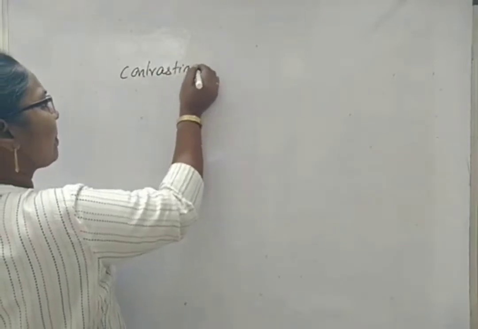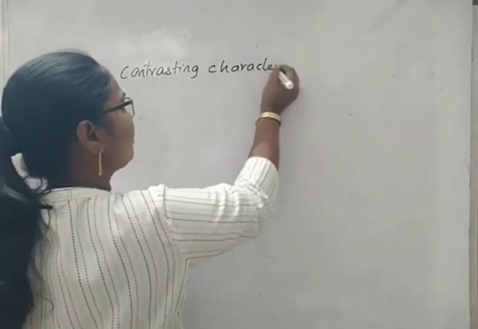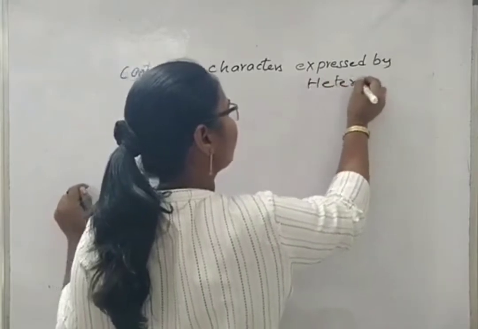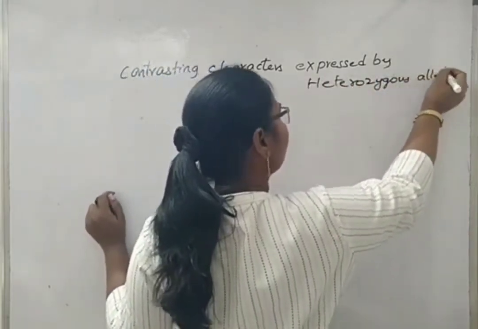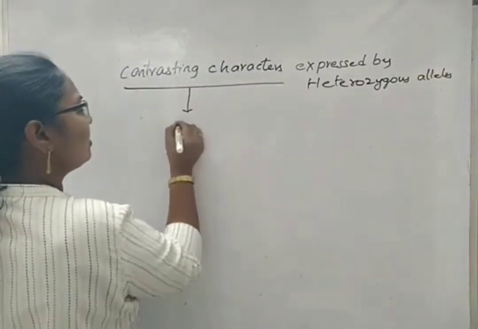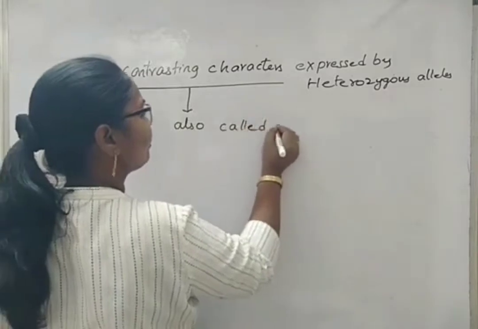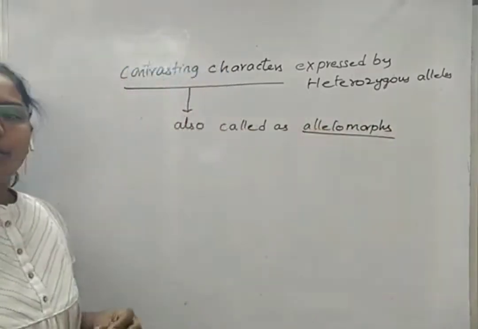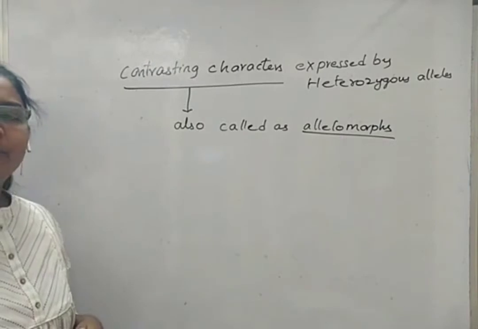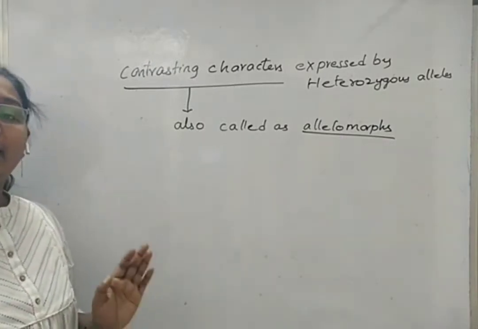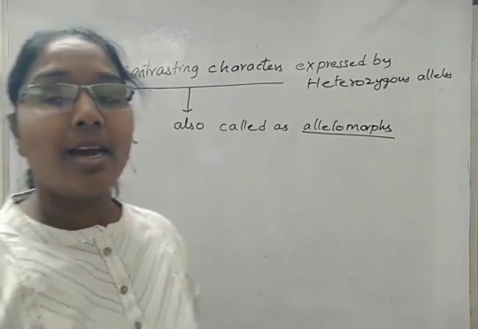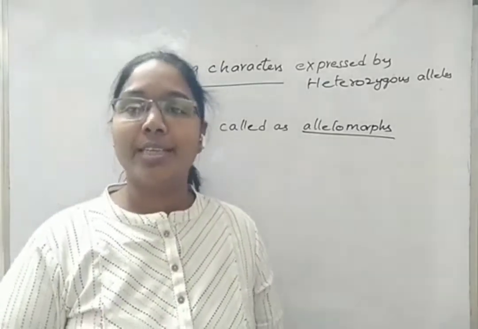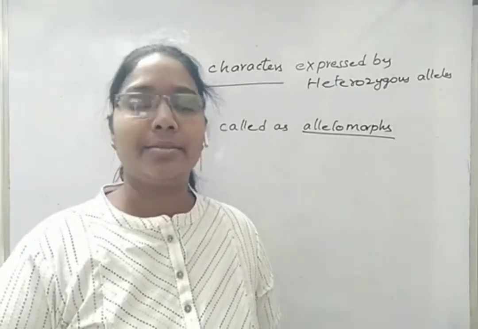We can also use the term contrasting characters expressed by heterozygous alleles. So these are also called allelomorphs. Allelomorphs means the phenotypic nature exhibited by different types of alleles even in their allele forms. We know that genes do not give rise to alleles. Genes are expressed as allele forms, or different types of forms that we call alleles.